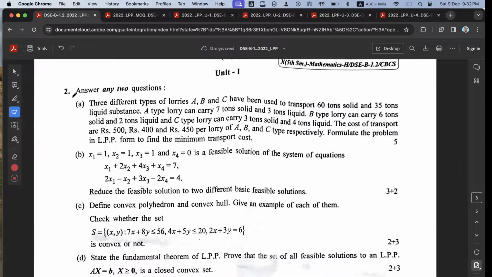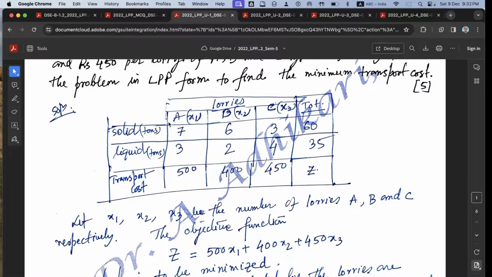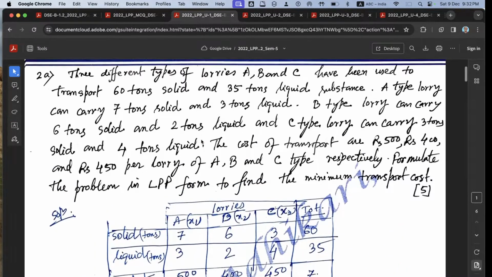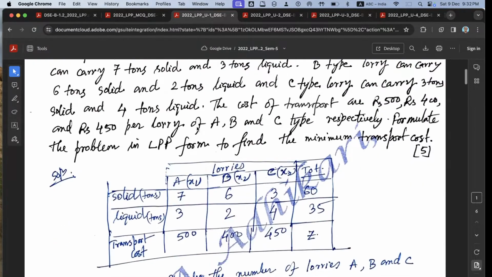Next, unit 1, question 2, answer any 2 questions. Three different types of lorries are used; formulate this problem as an LPP to find the minimum transport cost. We construct this table: the A, B, and C lorries, with solid, liquid, and transport cost. The lorries A, B, C are used to transport a total of 60 tons of solid and 35 tons of liquid.